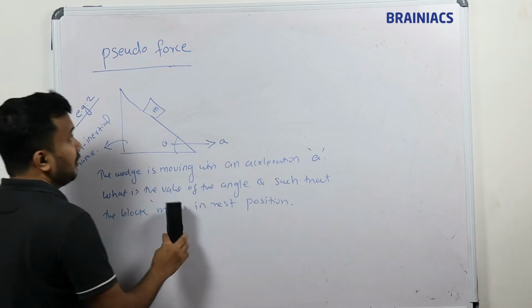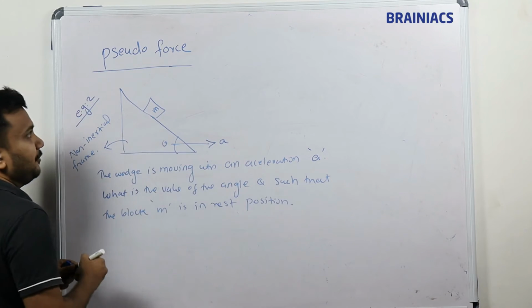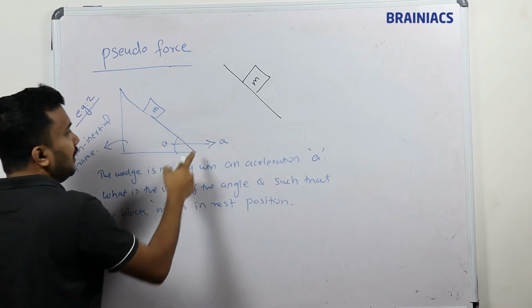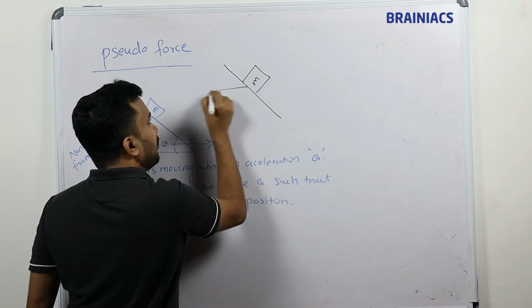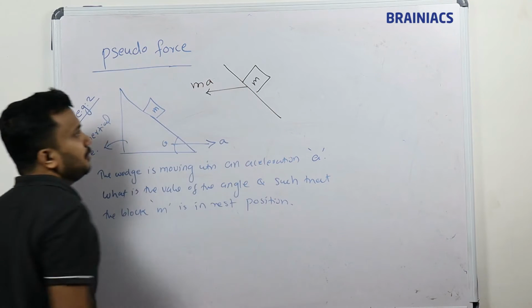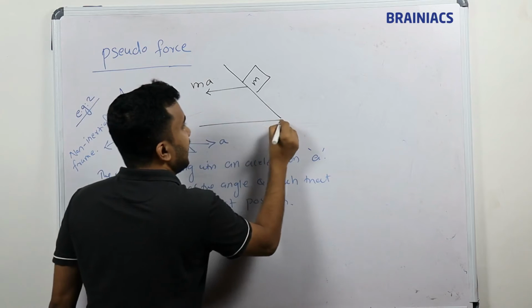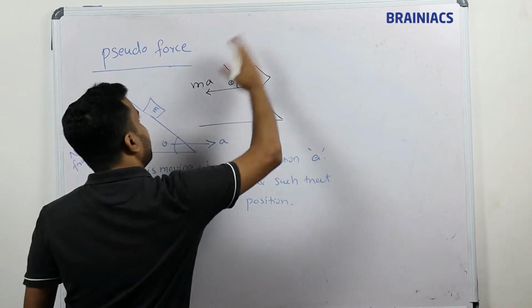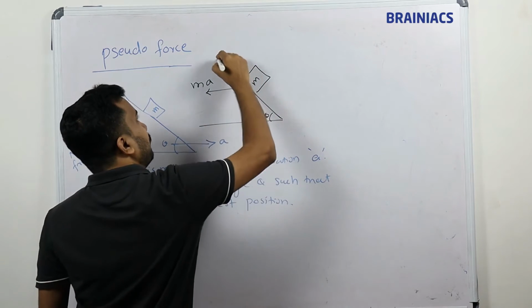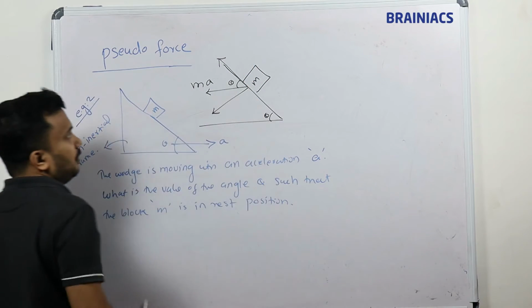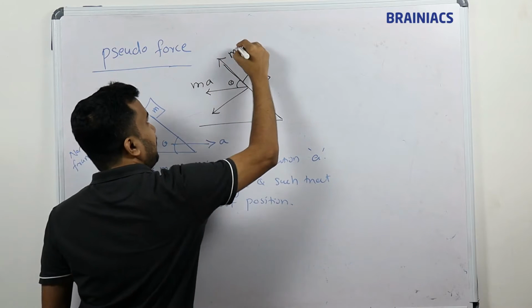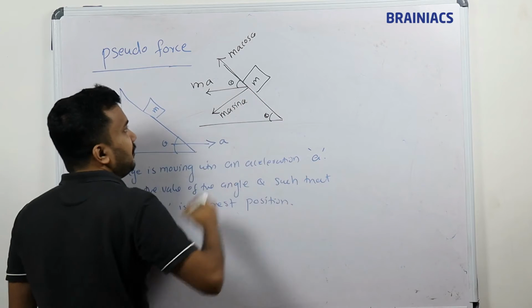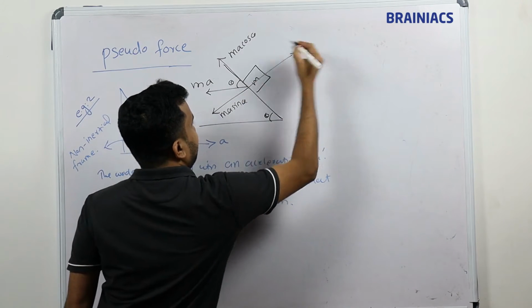Hope you have understood the question. Now we have to draw the free body diagram of M. This is the surface we have, and M will be here, with acceleration A in this direction. So definitely there will be a pseudo force, ma. This ma is called the pseudo force. And we know this angle is theta, so this angle is also theta. So ma is split into two components: a horizontal component and a perpendicular component. The side nearer to theta is ma cos theta, and the other one is ma sin theta. And we also know a normal reaction is like this.